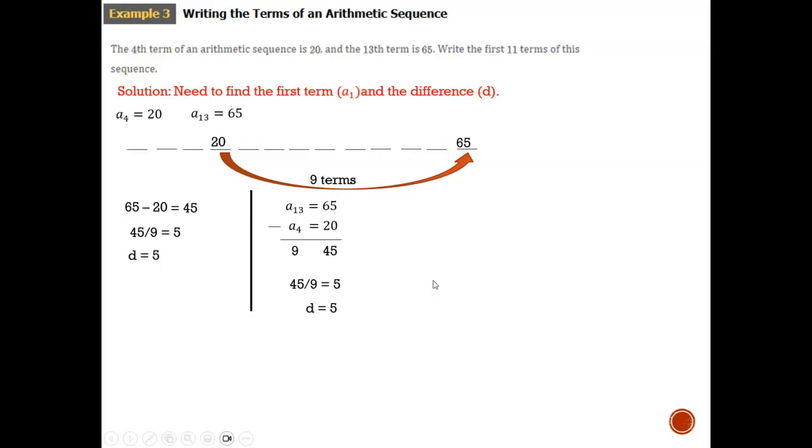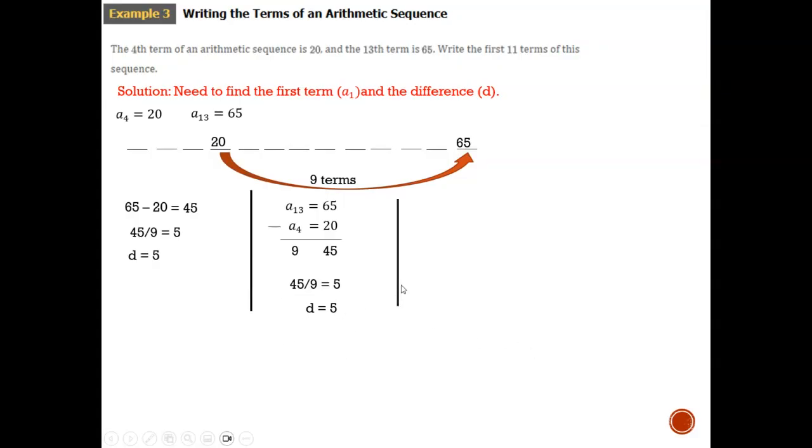So actually, I'm going to show you how to do this with the formula. But now that we know the difference is 5, you can get the terms that you need. We can, from here, just add 5, right? 25, 30, 35, and so on. To go backwards, we would minus 5. So minus 5 from 20 would be 15, 10, and so forth, right? So you can do it like that.